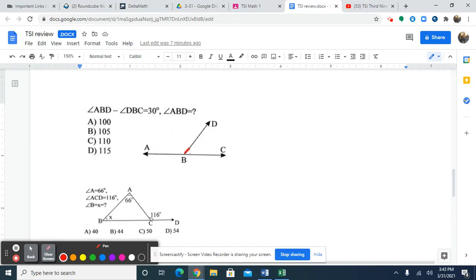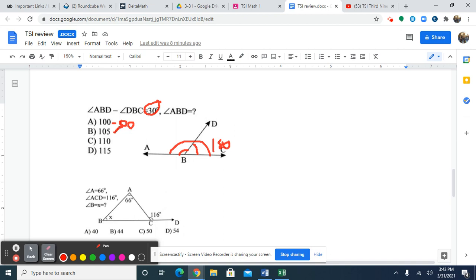So now we have this example right here where it's telling us that the difference between angle ABD and angle DBC is going to be 30. So what's ABD? Now, if the difference is 30, but we know that together they have to be equal to 180, looking at our answer choices, if ABD is 100, then the other angle has to be 80.